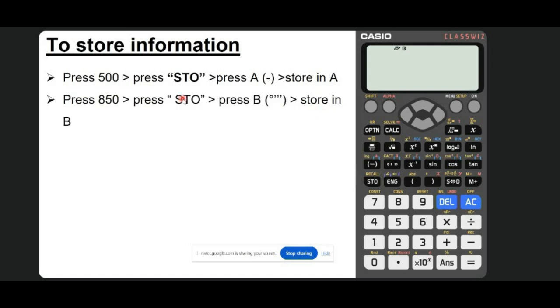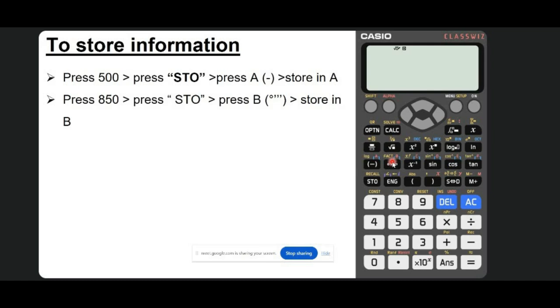Then another number, 850. You press 850, and then you press STO again. Now you need to press symbol B. The symbol B is at the button of the full stop, comma, comma, comma button. You need to store the 850 inside B first, so you press this one. When you press all of this, you have already stored the information inside your calculator.